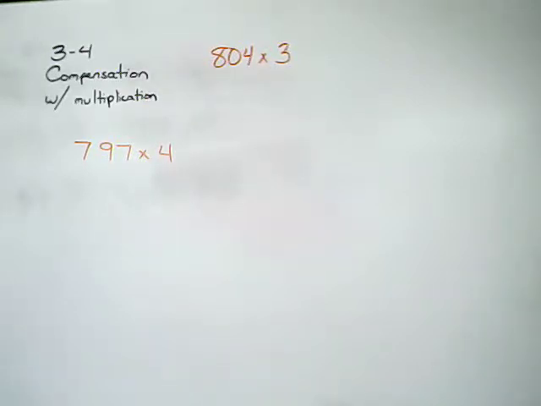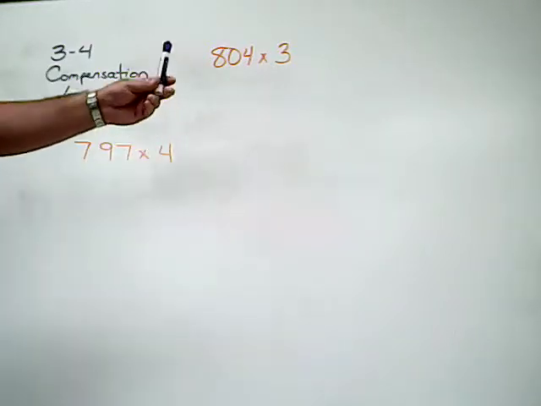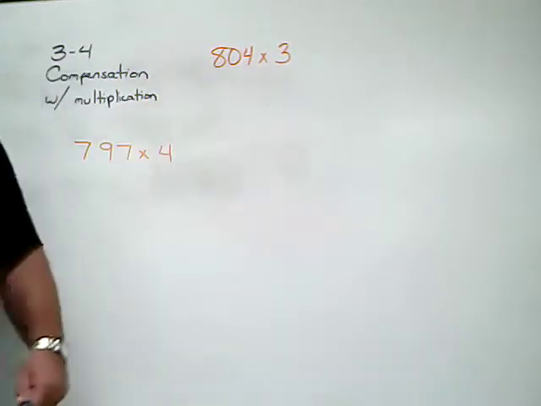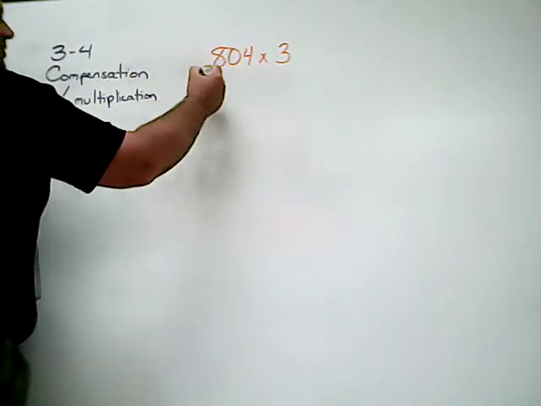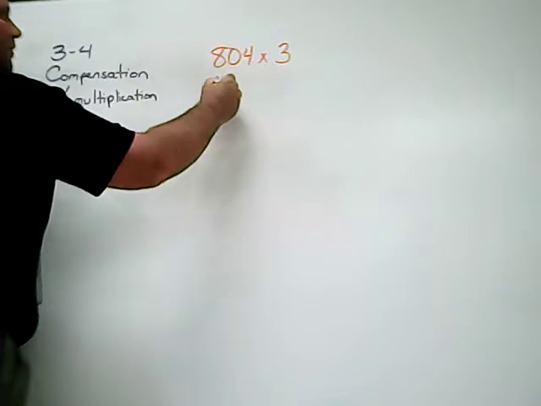This can be a tricky topic. I understand that. So I want you to listen carefully as I go through step by step on how to use compensation for multiplication. I'm going to start with this problem here, 804 times 3. To compensate, here's what I want to do. I'm going to write my first factor, 804.